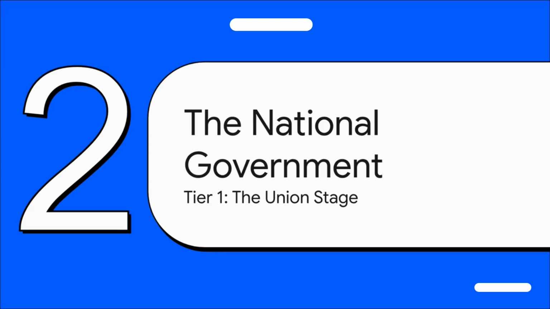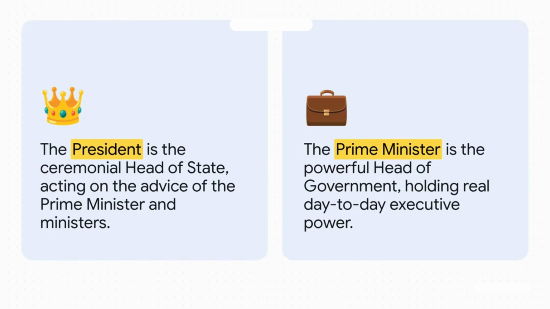Okay, so let's move to our first tier and see how this blueprint plays out on the national stage. This is the Union government, the top level, which operates from the capital, New Delhi, and handles all the big national issues. At the very top, India has this really fascinating dual executive system. You've got the president, who is the ceremonial head of state, kind of like a monarch. But the real day-to-day executive power rests with the prime minister, who is the actual head of the government.